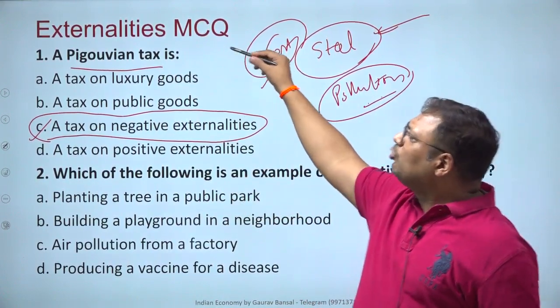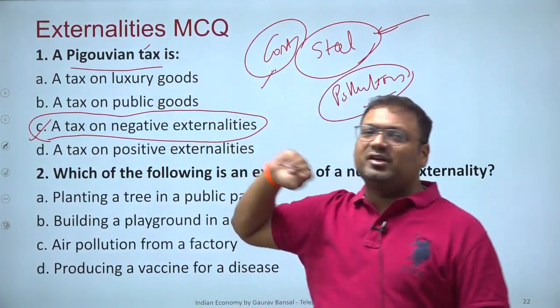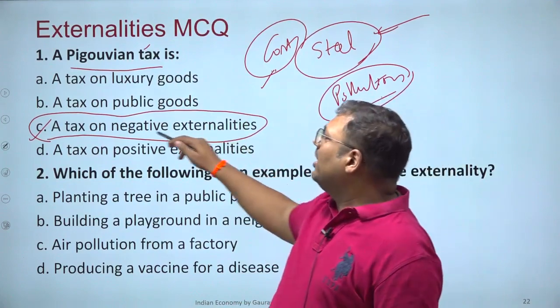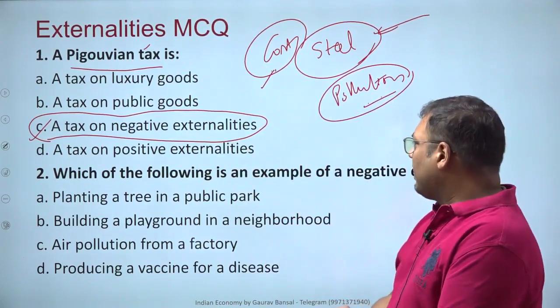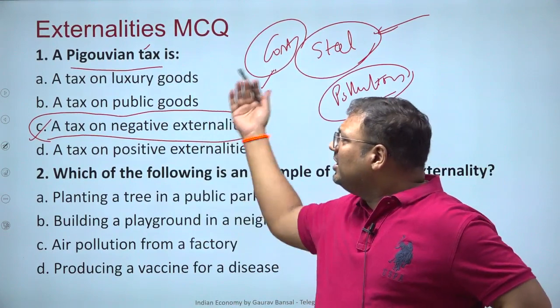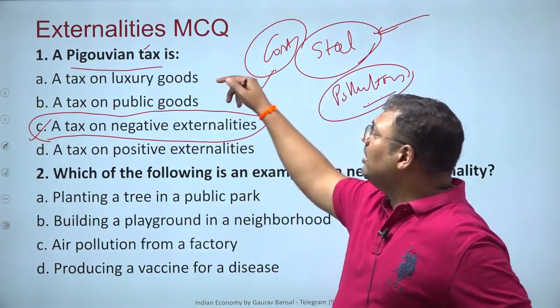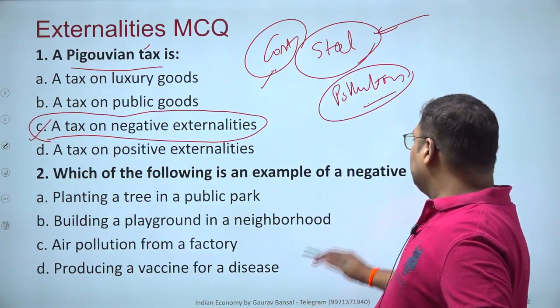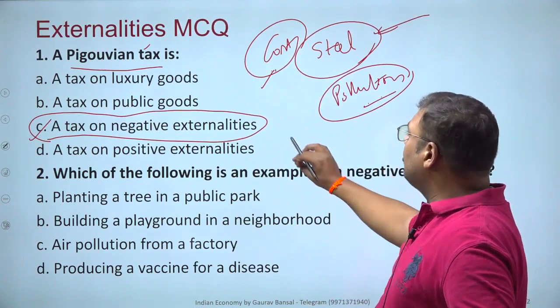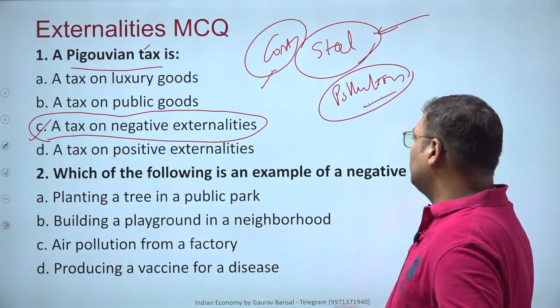So Pigouvian tax today in India is decided by the NGT, National Green Tribunal, and C is the answer. Okay. As I said earlier, all these will be discussed separately in the concept classes if somebody has doubt in the topic itself. Okay, this is a revision class, so only specific questions and through questions some of the concepts.